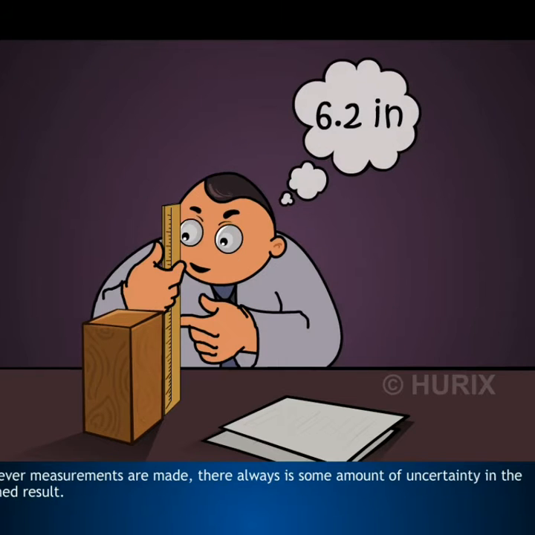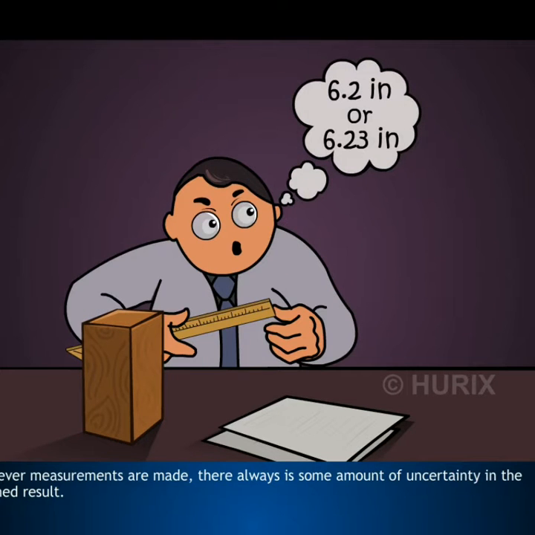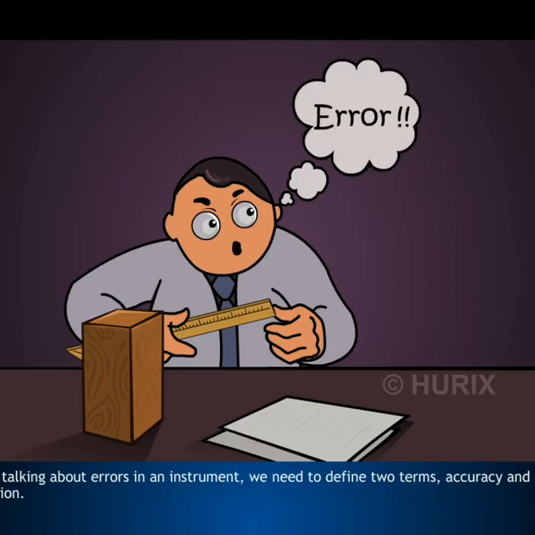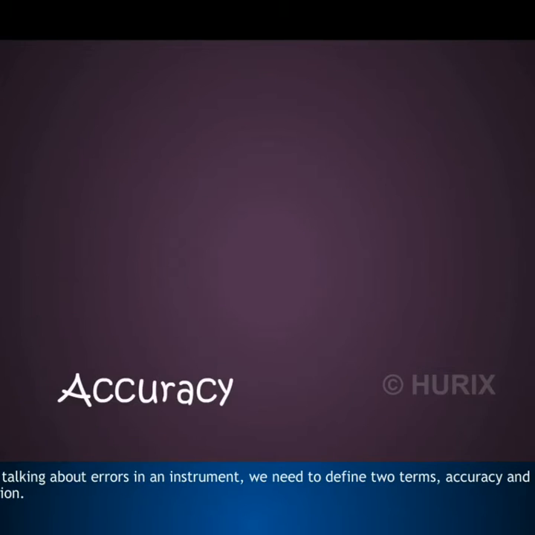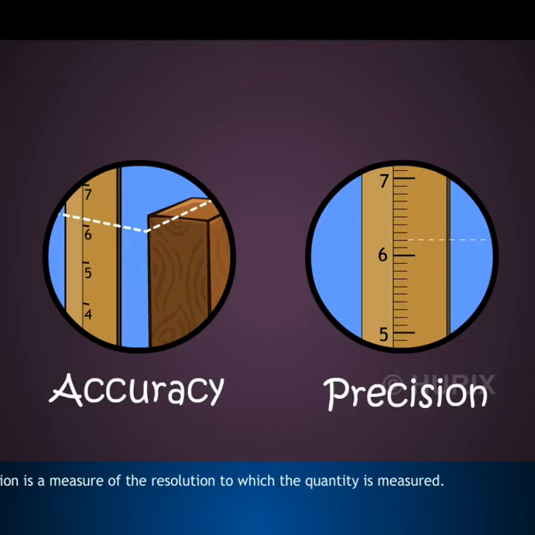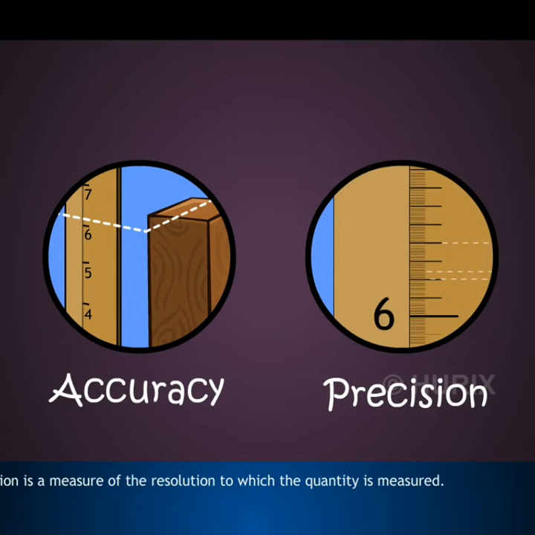Whenever measurements are made, there always is some amount of uncertainty in the obtained result. This uncertainty is known as an error. When talking about errors in an instrument, we need to define two terms, accuracy and precision. Accuracy is a measure of how close the measured value is to the true value. Precision is a measure of the resolution to which the quantity is measured.